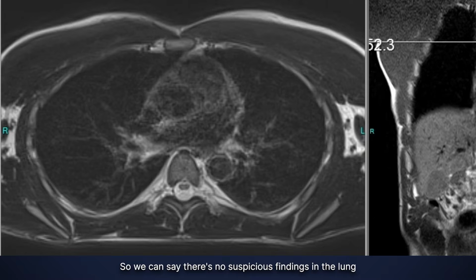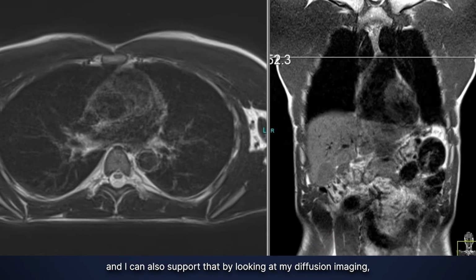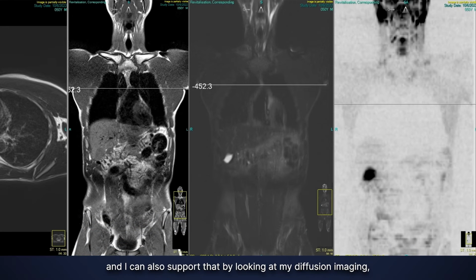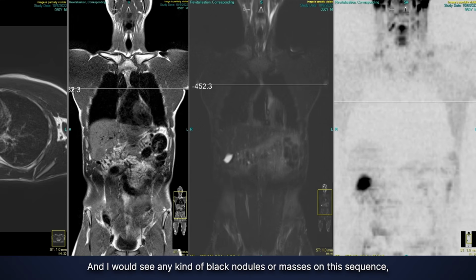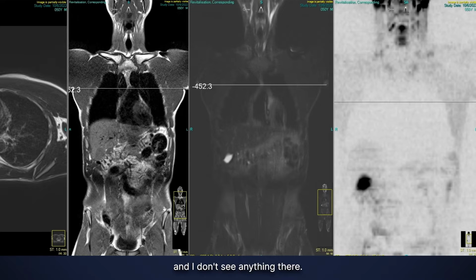So we can say there's no suspicious findings in the lung, and I can also support that by looking at my diffusion imaging, looking for those highly cellular masses, and I would see any kind of black nodules or masses on this sequence, and I don't see anything there. So I feel confident that we don't see anything concerning here.